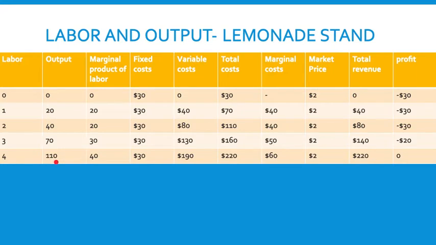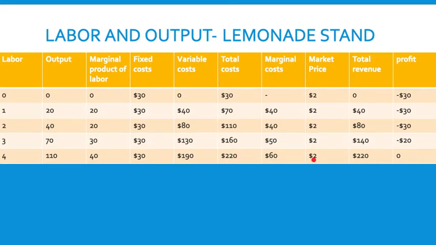We make 110. So by adding that 4th worker, they're really valuable. We've gone from 70 cups to 110 cups, which means our marginal product of labor is 40. Our fixed costs stay the same. Our variable costs, by adding up the $1 per cup plus $80 for the workers, is $190. Our total cost is $220. Our marginal cost is $60, so we've gone from $160 to $220.